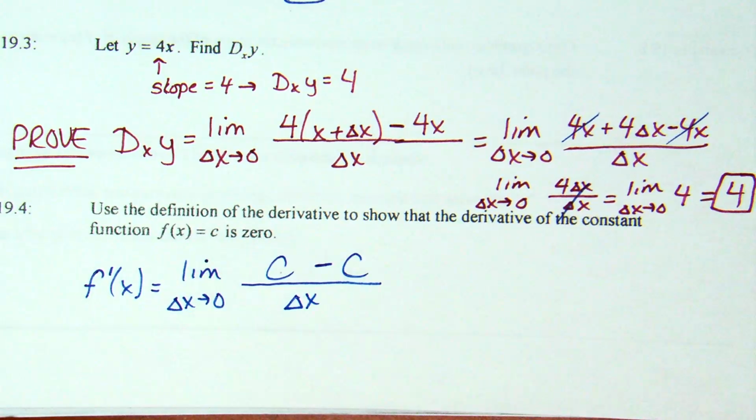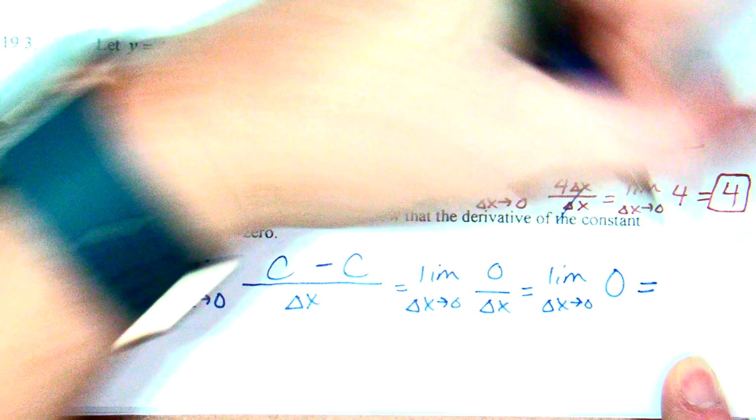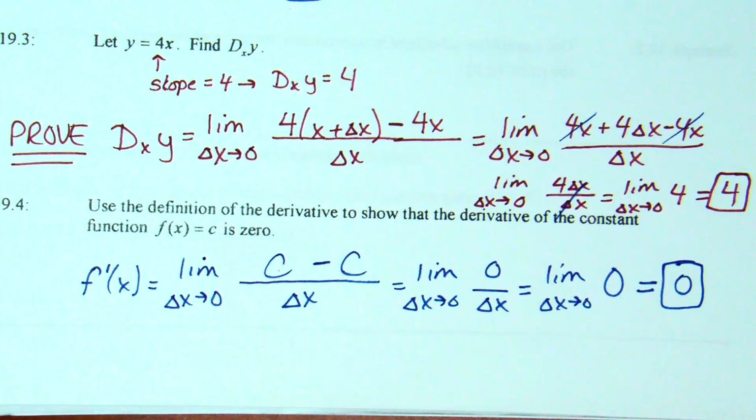And what is c minus c? 0. So we have the limit as delta x approaches 0 of 0 over delta x. But 0 over anything is 0. So it's the limit as delta x approaches 0 of 0. Well, when you put in 0 for delta x, except there are no delta x's, you just are going to get 0.